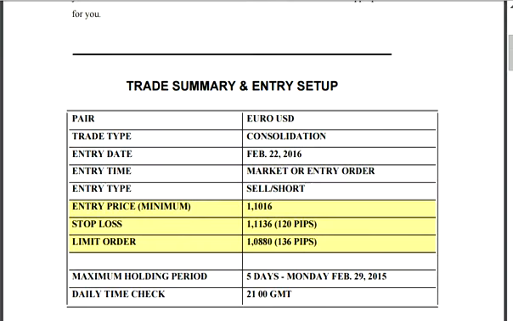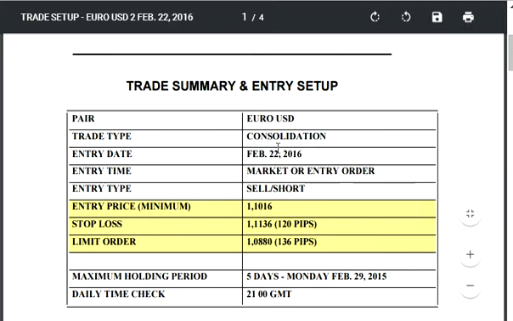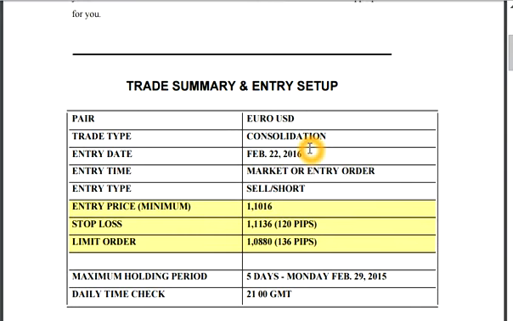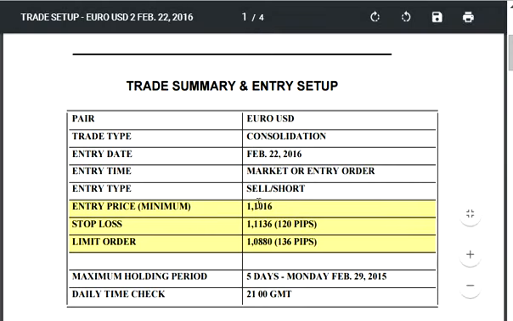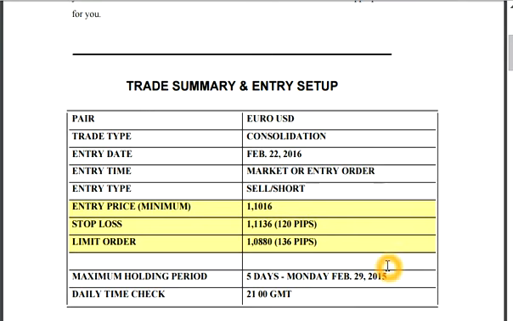Trade setup on the Euro US dollar. It's a trade within a consolidation on the daily chart, and we're basically trading the movement from resistance to support. This is the trade setup. These are the prices, and the maximum holding period for this trade is 5 days, to February 29th. This should be 2016.